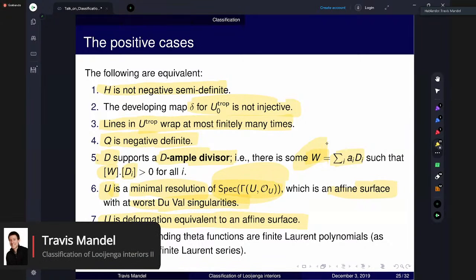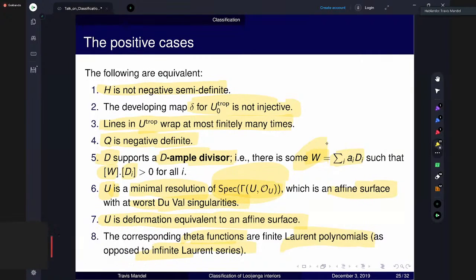And then just to connect to the mirror symmetry stuff and the GHK construction, the theta functions in these cases will actually be finite Laurent polynomials, not these formal infinite Laurent series. So these are the cases where the mirror construction really works very well, and you really get this theta function basis for your ring of global regular functions, and some version at least of the Fock-Goncharov conjecture holds in the cluster setting.